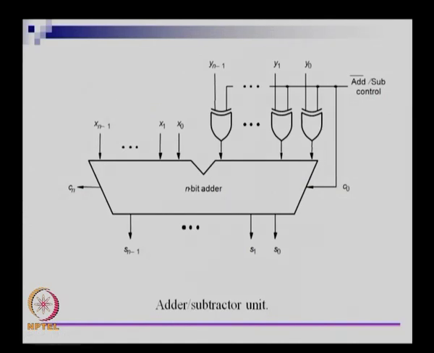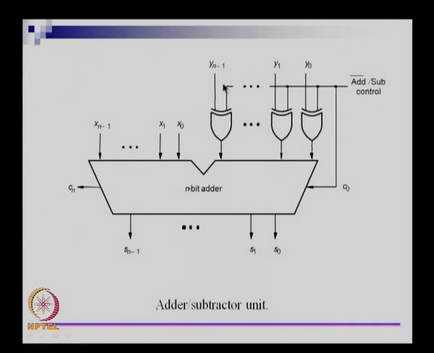The interpretation is, if add bar slash sub is 0, it means that you are adding. If add bar slash sub is 1, it means that you are subtracting. So, let us look at that. This circuit is beautiful. The reason why it is interesting is, this n bit adder is an unsigned adder. Taking an unsigned adder, if you want a 2's complement adder, all you have to do is, if I want to do x plus y, then put x here, put y here and set add bar slash sub to 0.